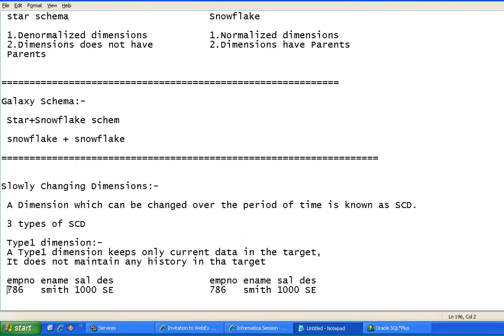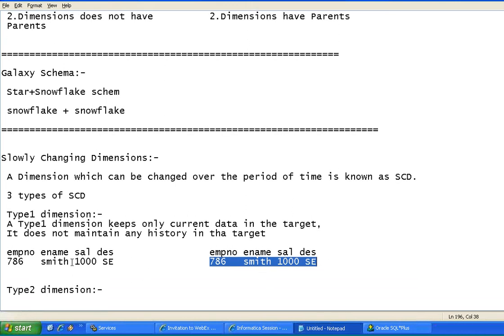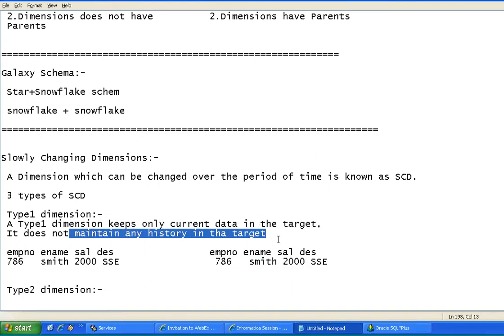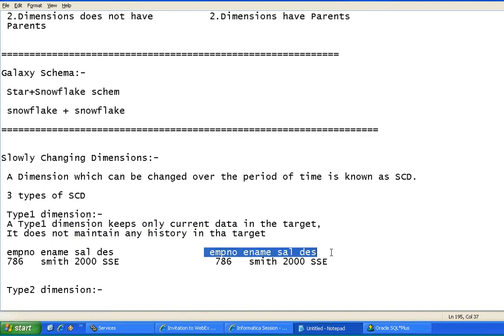That means for each update that is taking place in the source, it will insert the same record in the target, and it will update also. For example, if the salary becomes 2000 and his designation becomes senior software engineer, what will happen? This is a dimension table, so in the target, it will automatically get updated here itself. So what I mean to tell you here is a type 1 dimension keeps only the current data. It does not maintain any history in the dimension target.